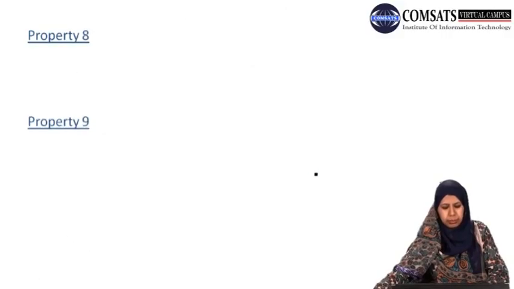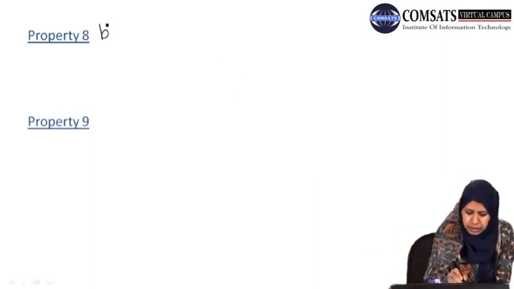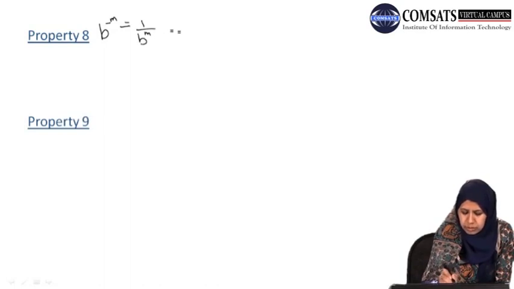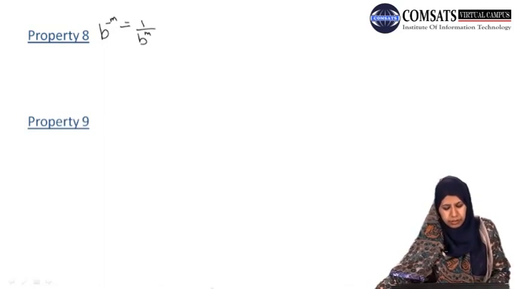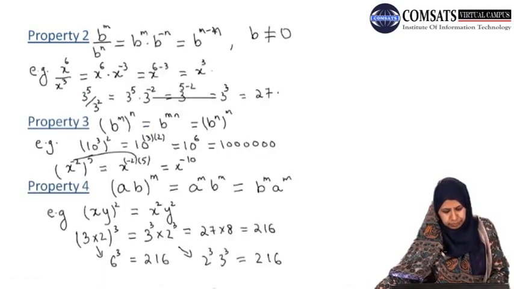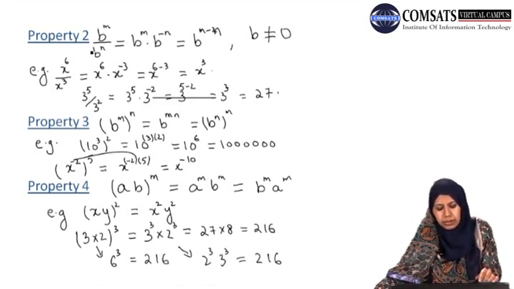Now we see some more properties of exponents. Eighth property, we have already used it, that any positive number to the negative power is nothing but 1 over the number to that power. We have already used it in our first property. If we go back, in our second property, b to the power m over b to the power n is nothing but b to the power m numerator as it is, and 1 over b to the power n is b to the power minus n.